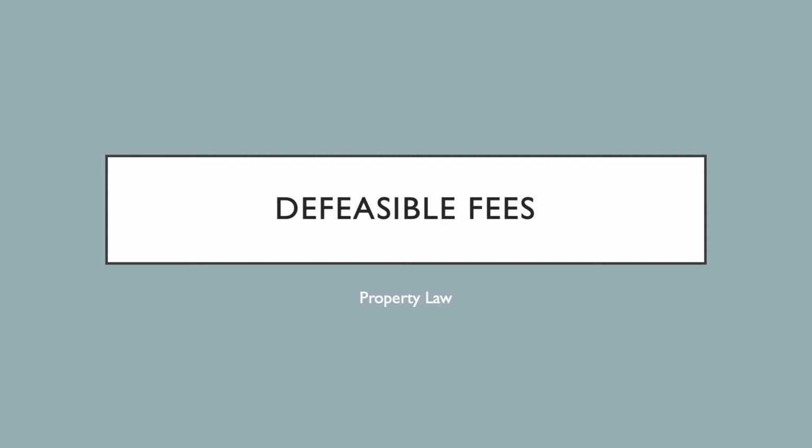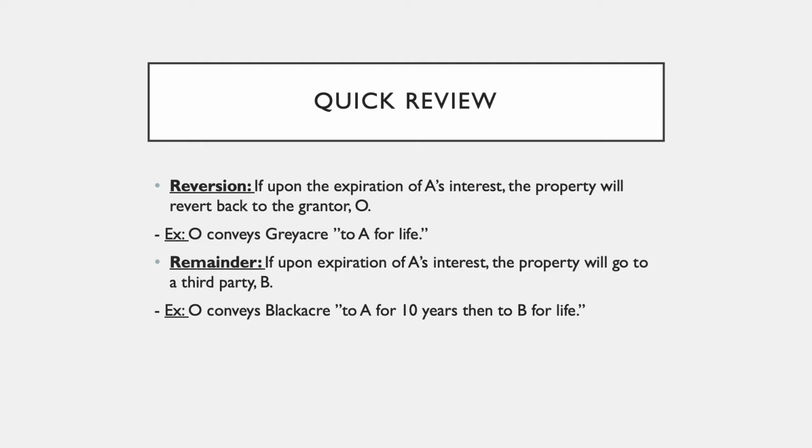Okay, so let's dive into exactly what defeasible fees mean. But real quick, let's go through a very quick review, because understanding reversion and understanding remainder will be critical for understanding defeasible fees. So let's go into reversion. Reversion means that upon expiration of A's interest, the property will revert back to O, the grantor. An example of this is O conveys Gray Acre to A for life. So, as you know through this example, O gave a life estate to A. So when A dies, it will revert back to O. That's the way this example works.